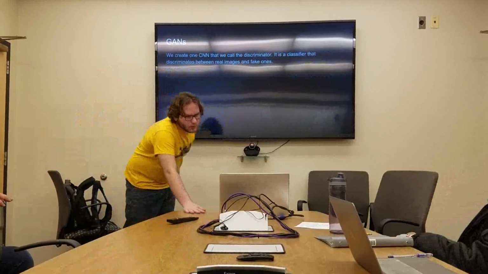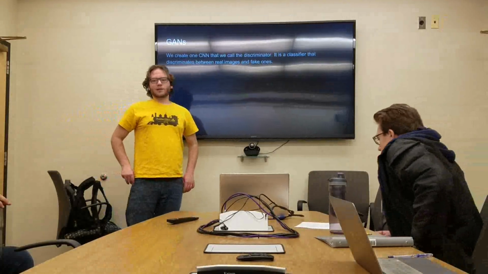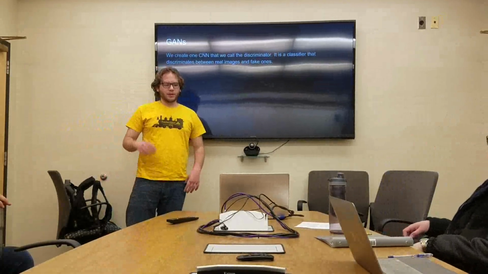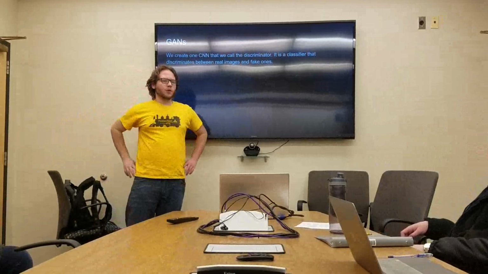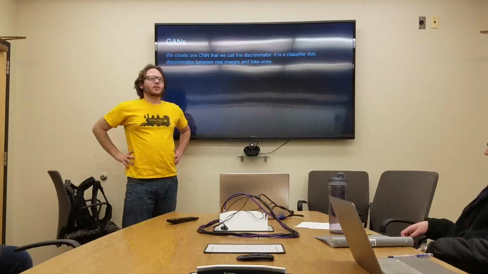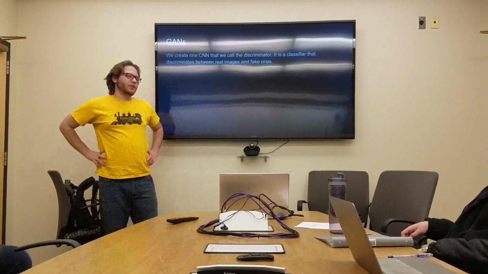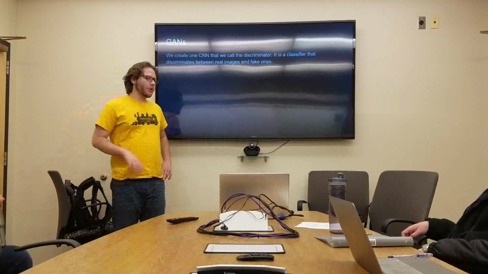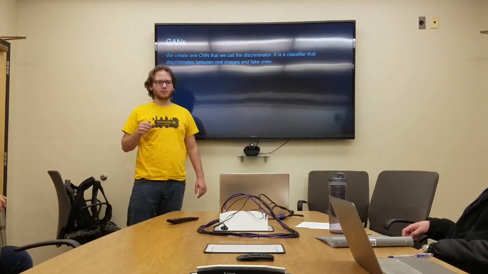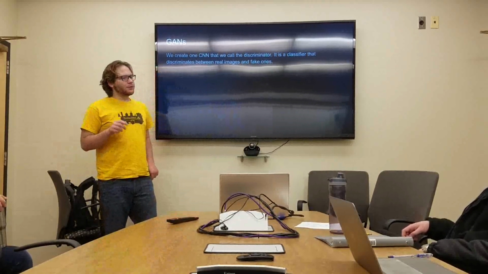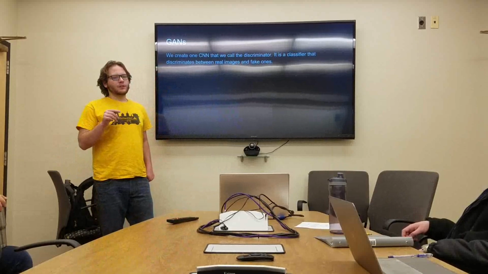So we start where we create one CNN that's going to be our discriminator. That is going to be a classifier, just like we've done before, and it is going to tell real images from generated images. Sometimes we're going to feed it an image that's actually a human image that was made, and sometimes we're going to feed it an image from a generator.